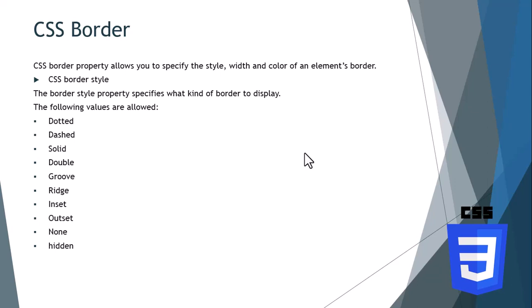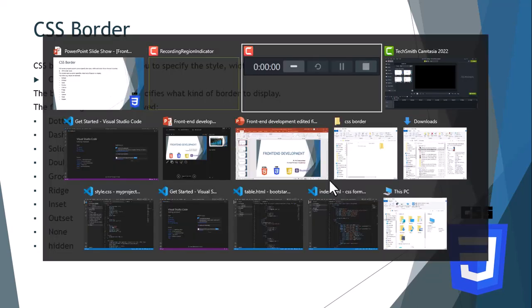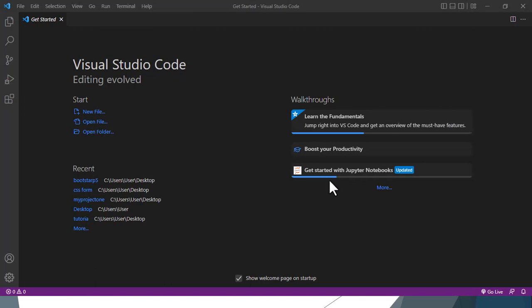So without wasting much of our time, let's dive into our text editor right now. I'll show you examples of these CSS border styles. Now before we start, as is our normal custom, we upload a file to our text editor. All right, so now let's begin by uploading our file.